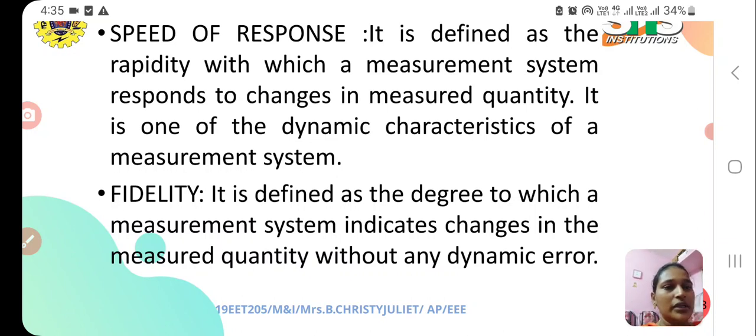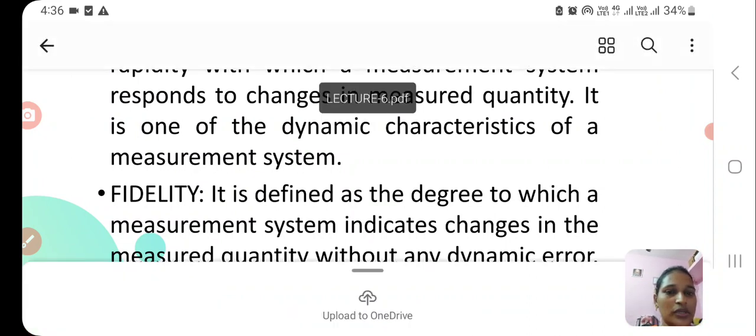It is defined as the rapidity with which a measuring system responds to a change in the measured quantity. So whatever changes, even a minute change in input, should be immediately replicated in the output. That speed is called speed of response. It is one of the dynamic characteristics of any measuring instrument.